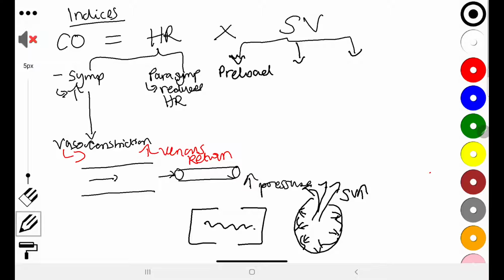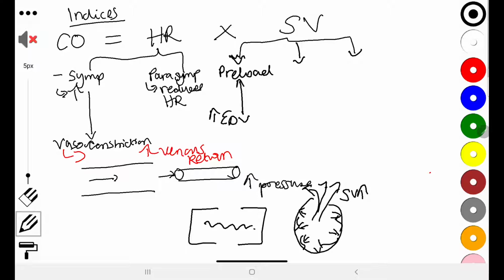So what is this preload that we're talking about? If you remember our cycle, at this point we're talking about the fact that there is some blood, there's a volume of blood before contraction starts. So this is the end diastolic volume that we are talking about. So we note that preload is dependent on the end diastolic volume. And the end diastolic volume, when it increases, it will increase preload.